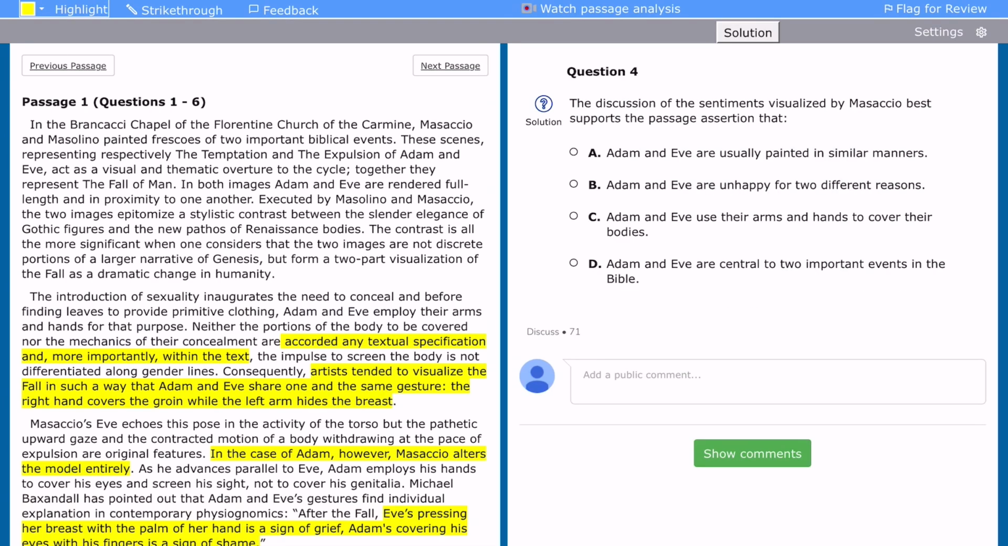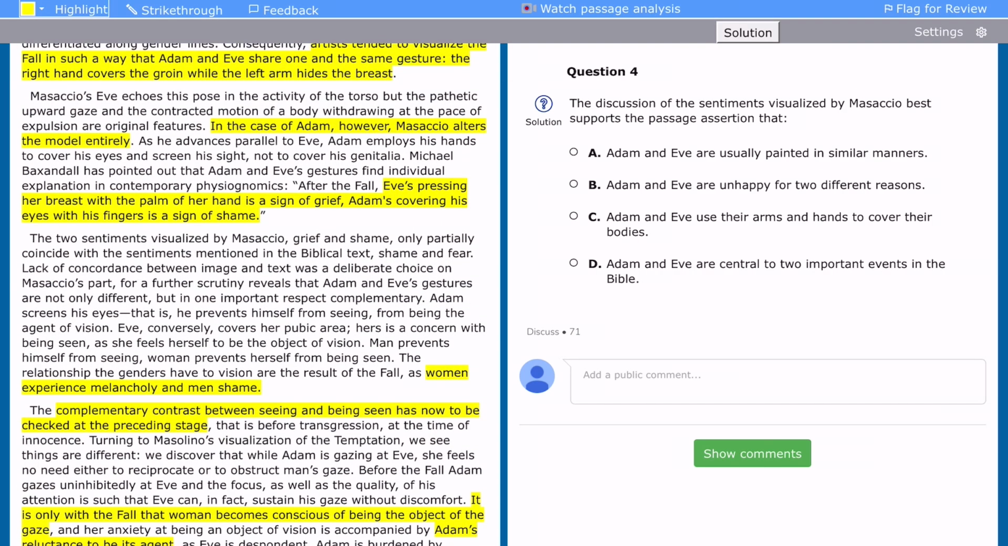Question 4 is asking us, the discussion of the sentiments visualized by Masaccio best support the passage assertion that. So this is an interesting question. For this, you had to understand the main idea of the passage. And the main idea of the passage was very strong as the passage got towards its end, when they talked about Adam's covering his eyes with his fingers as a sign of shame, Eve's pressing her breast with the palm of her hand as a sign of grief.